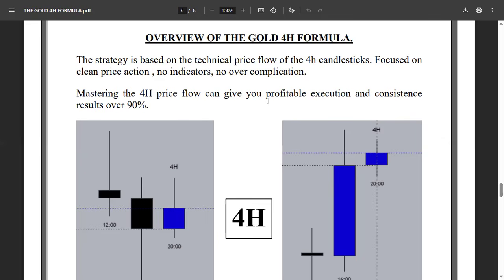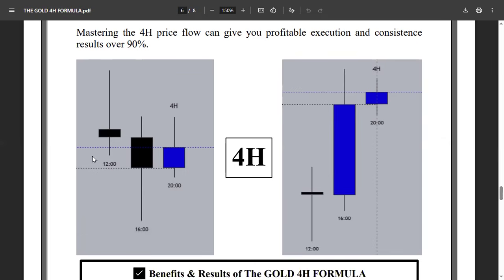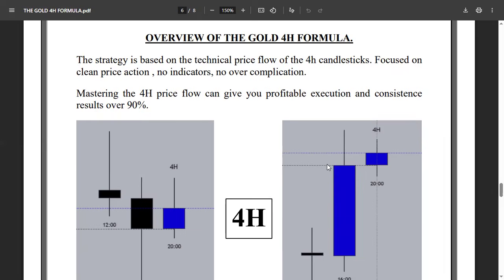Last year, August, I started researching on the ways of trading gold with persistency. And I came up with so many solutions, but one of them was the 4-hour price floor. And I'm just using one candlestick. Now you can trade this candlestick, this candlestick, any candlestick on a 4-hour chart can be a potential profit for you.